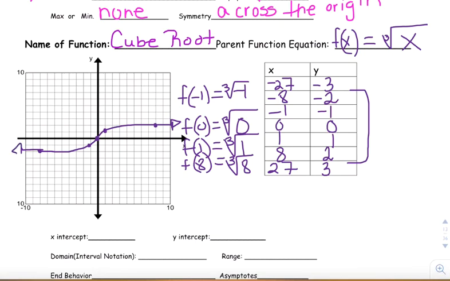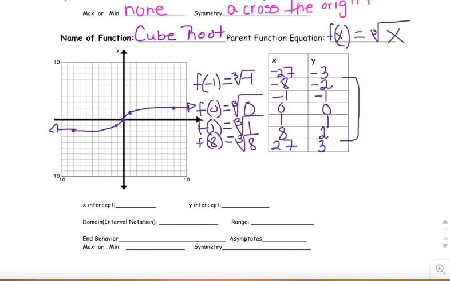There's actually a relationship between the two that we'll study next unit. So there's a reason why it looks like a sideways cubic. Let's fill in our information. We're looking at negative infinity to infinity on both domain and range, with still no asymptotes just yet. Still no maximum or minimum. And also symmetric across the origin.